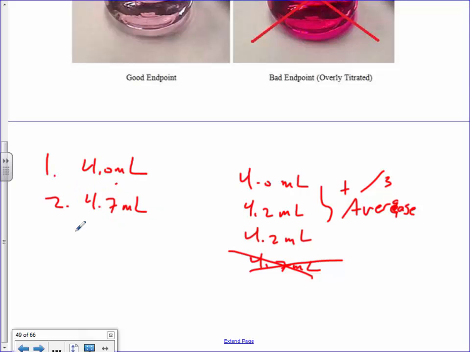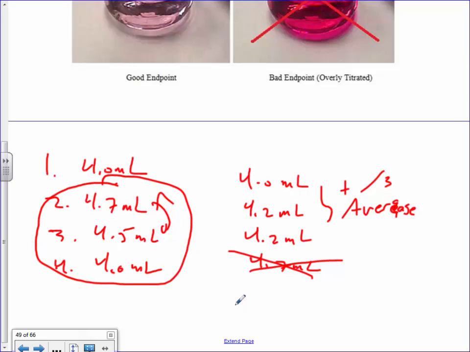So maybe this one's too far. Then you try another one and you get 4.5 milliliters. Well, the 4.5 goes much better with the 4.7. Does that make sense? Because they're fairly close. And let's say the next time that you did this, you got 4.6 milliliters. Now you might start saying, hey, look, I've got some volumes that are fairly consistent. Does that make sense? Consistency should hopefully correlate with accuracy.